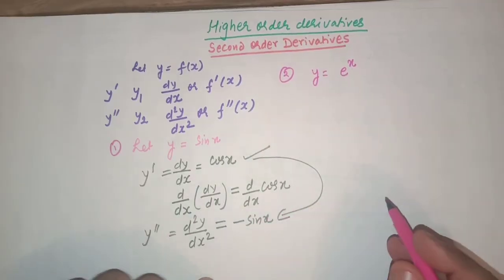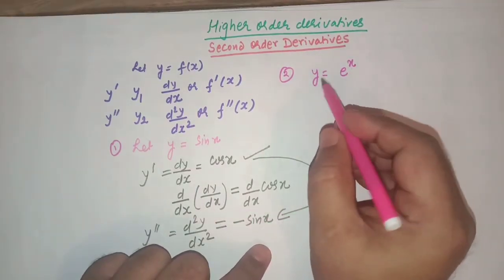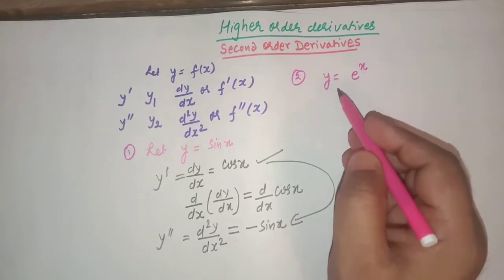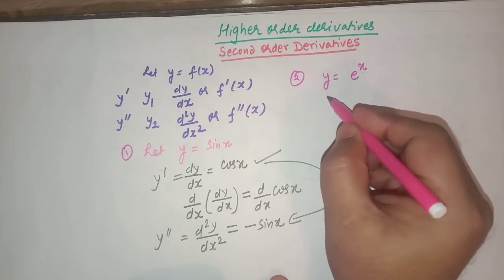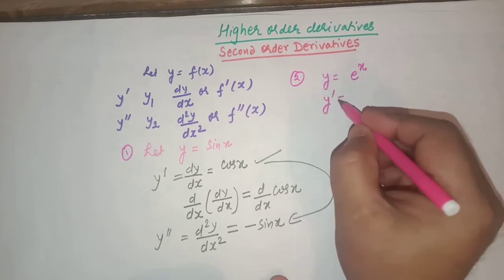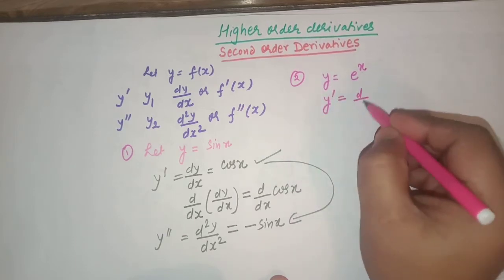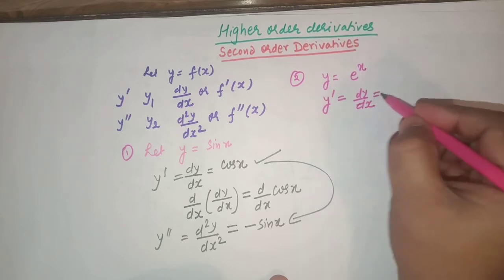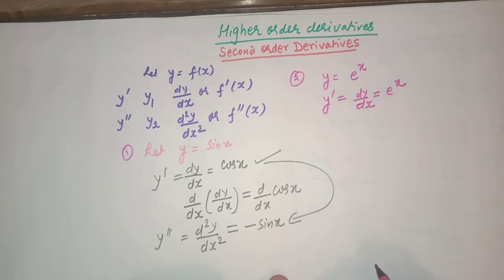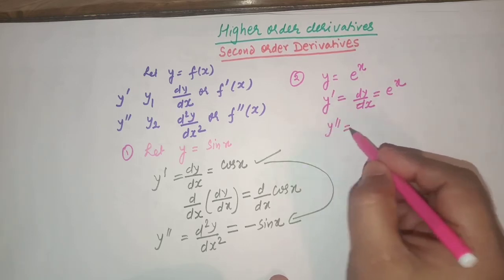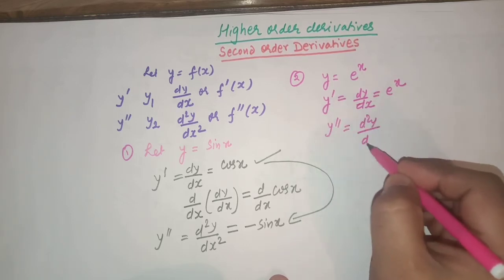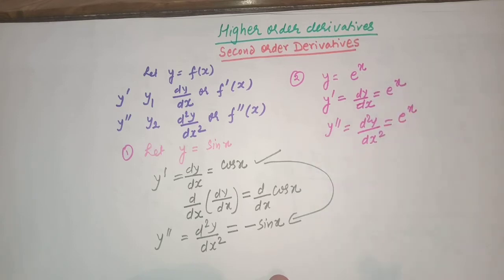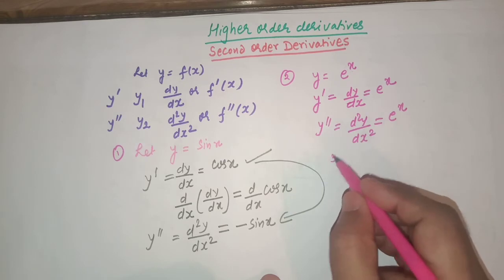Now let us take one more example here. Suppose we have the function y equal to e raised to power x. Now we have to find the first derivative, that is y prime. So y prime is dy over dx. Clear? And this is e raised to x. Now the second derivative is d2y over dx2, and it is again e raised to x. Clear? Let us take one more example.